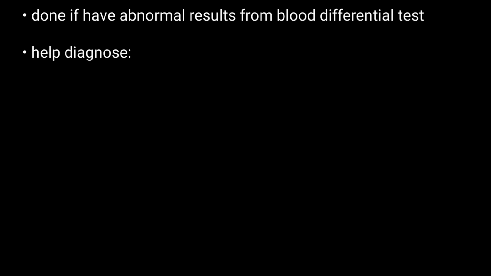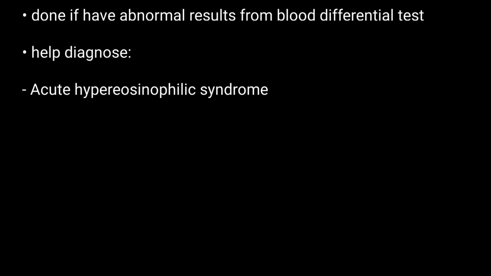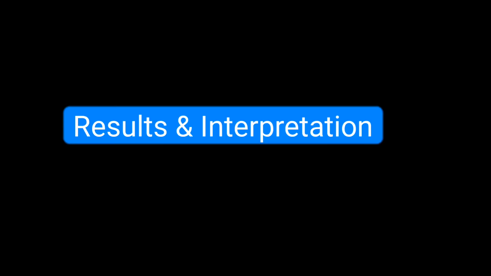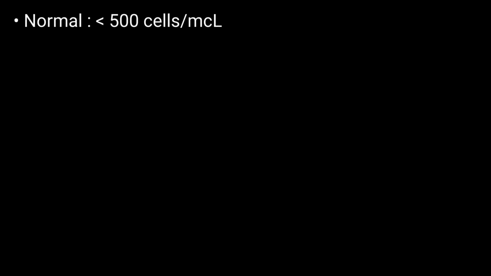This test may help diagnose acute hypereosinophilic syndrome, an allergic reaction, early stages of Addison disease, infection by a parasite, vasculitis. Results and interpretation. Normal eosinophil count is less than 500 cells per microliter.